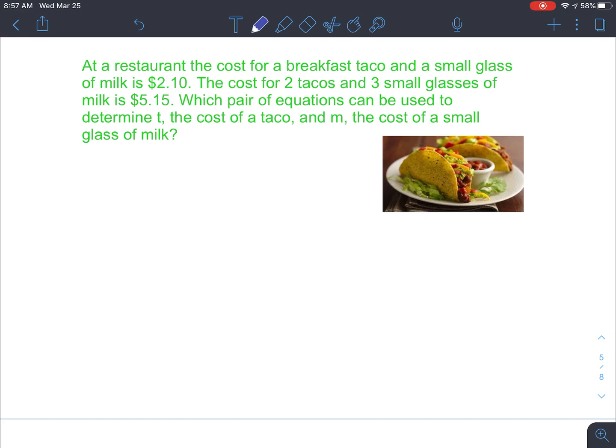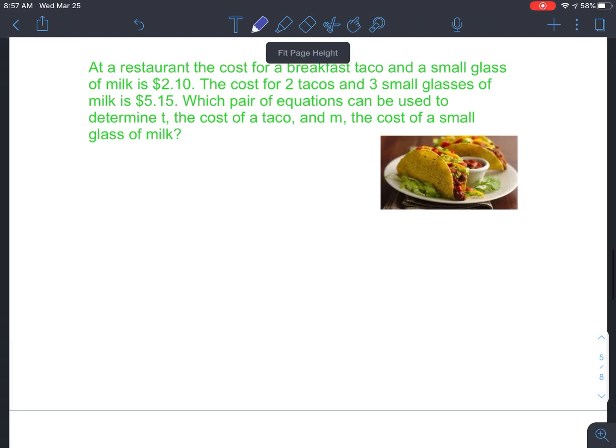So we're continuing on with that worksheet with more word problems. At a restaurant, the cost for a breakfast taco and small glass of milk is $2.10. The cost for 2 tacos and 3 small glasses of milk is $5.15. Which pair of equations can be used to determine T, the cost of a taco, and M, the cost of a small glass of milk? So we're lucky. Our variables are defined for us again.